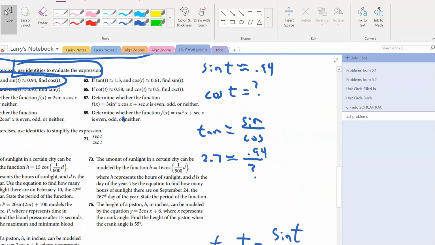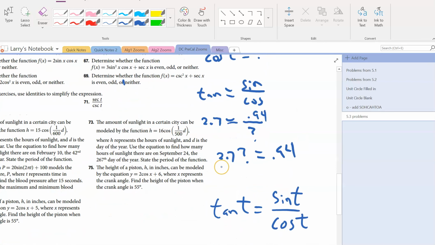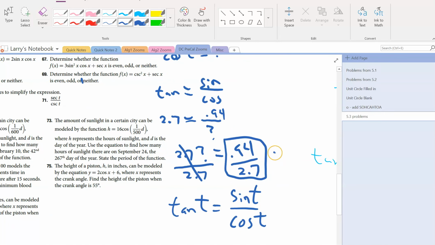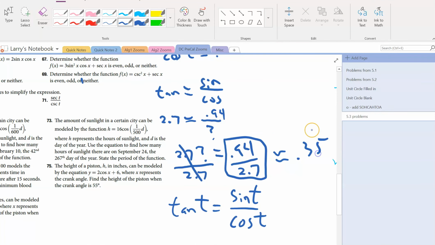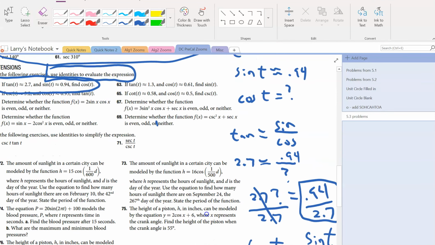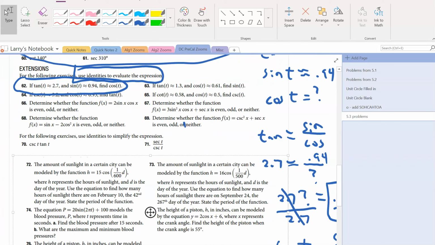All right. When the variable is in the denominator, multiply by it on both sides. So now we have 2.7 question mark is equal to 0.94. Solving for question mark, we'll divide by 2.7 on both sides. So question mark is whatever 0.94 divided by 2.7 is. Looks like about 1/3 probably. .35. All right, with that you should be able to deal with most of the problems on this assignment.